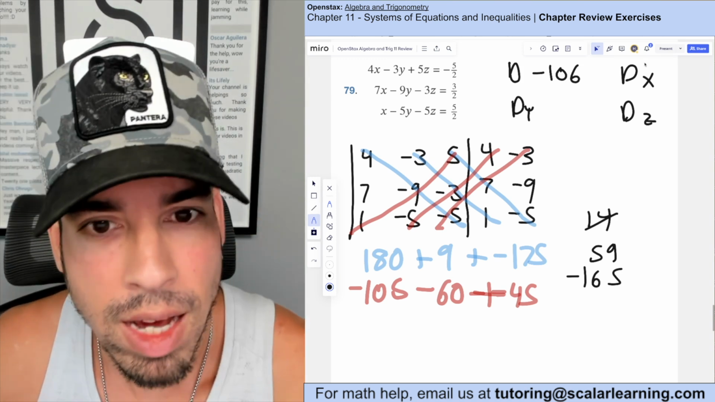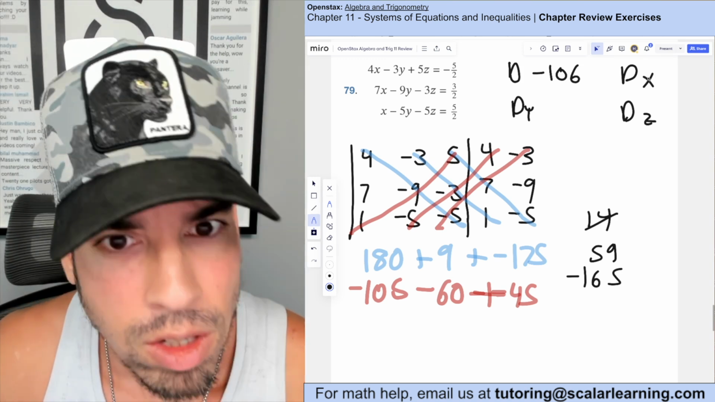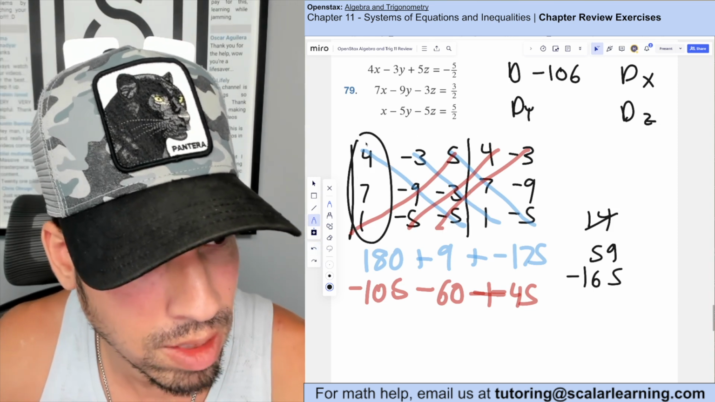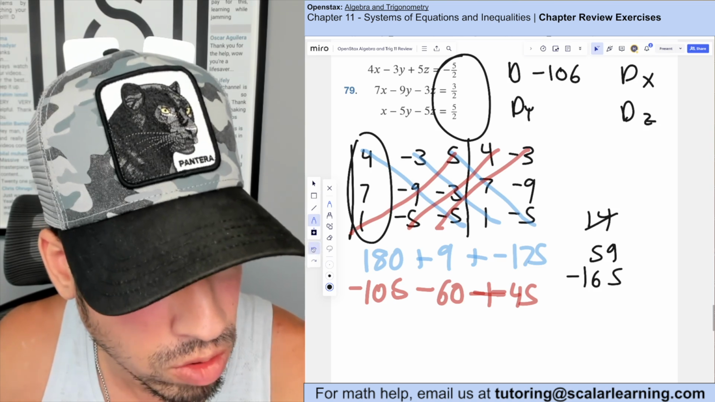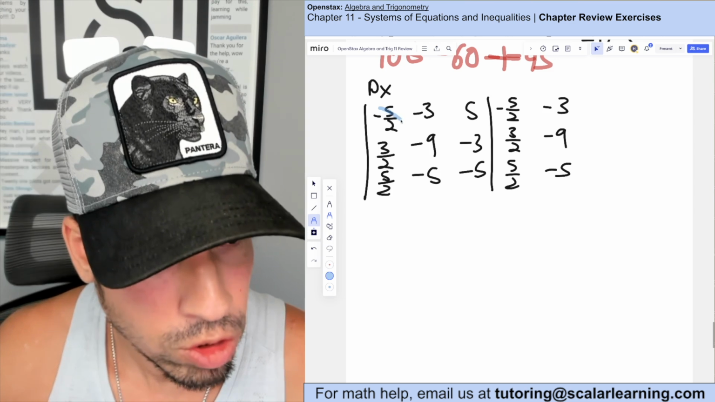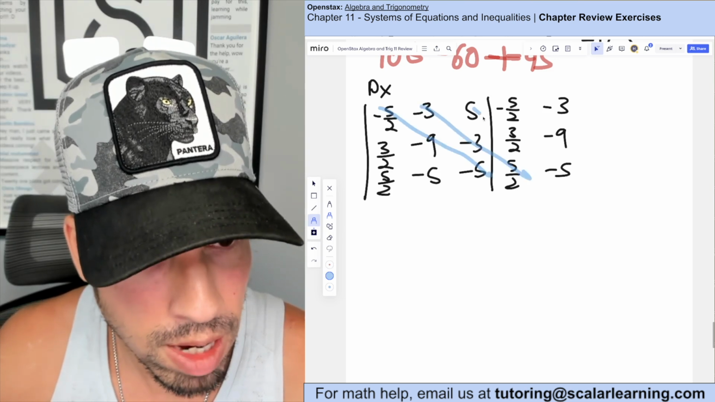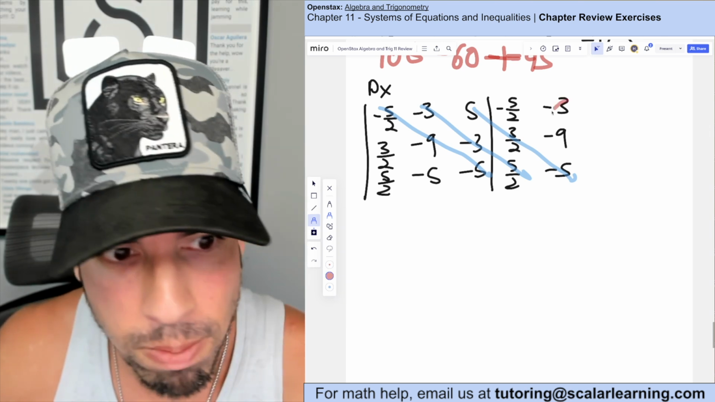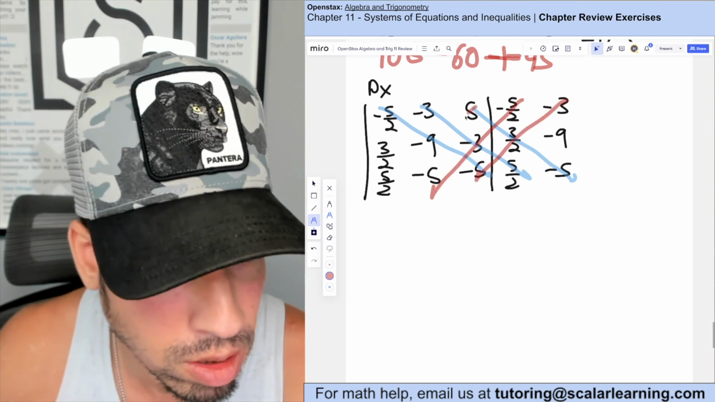Cool. Now we need to get dx. The way we're going to get dx is we're going to keep this matrix, but replace the x column with these values. Once again, we're going to repeat column 1 and column 2 over here. Then we multiply, plus multiply, plus multiply, so those three products are added together. And then we subtract that product, that product, and that product.